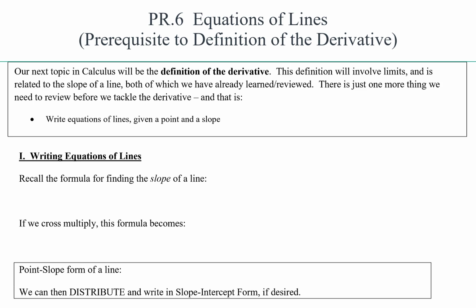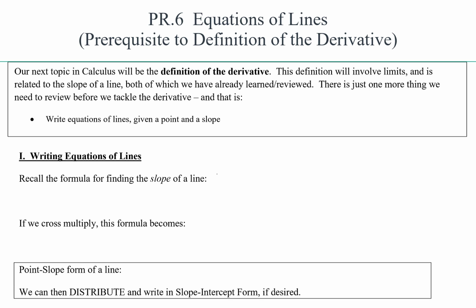PR.6 Equations of Lines. Prerequisite to definition of the derivative. Our next topic in calculus will be the definition of the derivative. This definition will involve limits and is related to the slope of a line, both of which we have already learned or reviewed. There's just one more thing we need to review before we tackle the derivative, and that is to write equations of lines given a point and a slope.